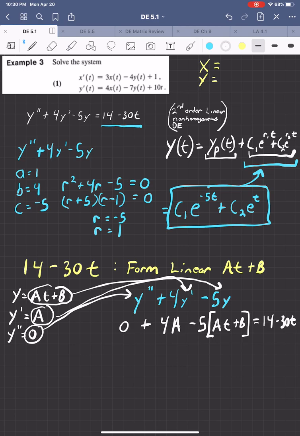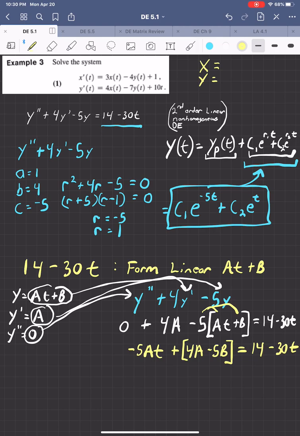All right, so what I'm going to do right now is go ahead and distribute. And then anything with a t attached to it needs to be isolated by itself, and anything with just the coefficients or the constants a and b can be clustered by itself. So this would be negative 5at, plus 4a minus 5b here. And again, that's supposed to all equal 14 minus 30t.